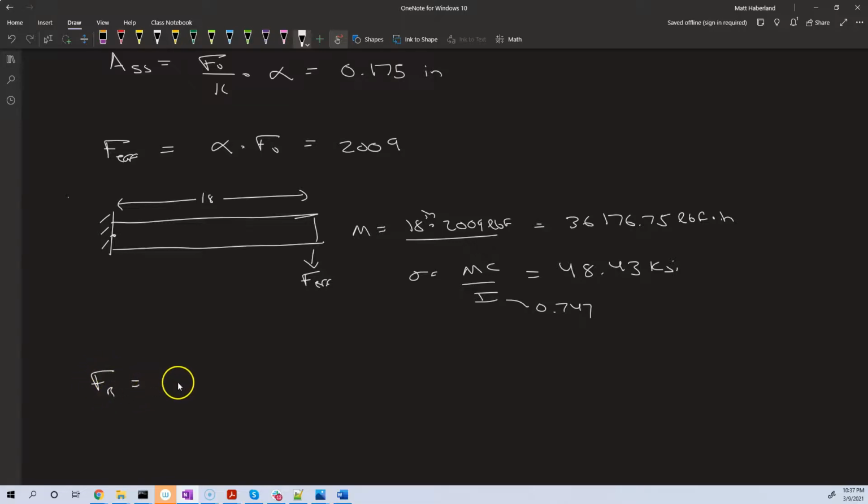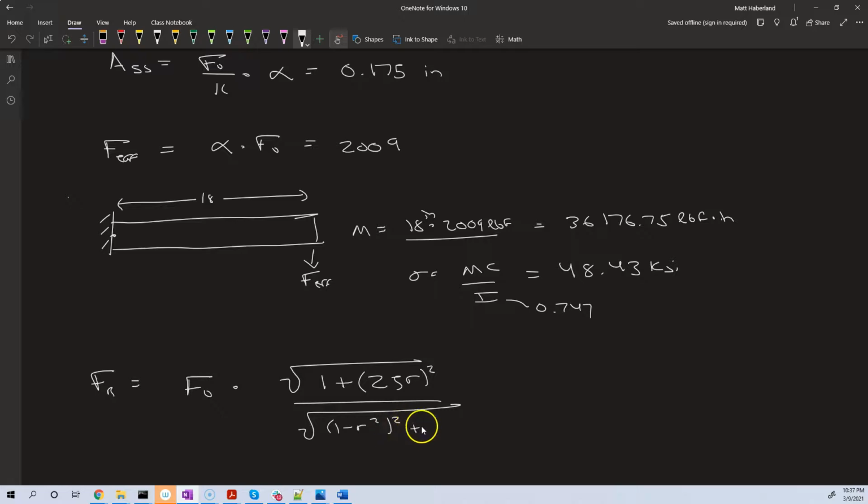The reaction force is this force transmission ratio times F naught. So the reaction force at the wall is F naught multiplied by the square root of 1 plus 2 zeta r squared, and that is over the square root of 1 minus r squared, same thing we had before, plus 2 zeta r, and that is squared.